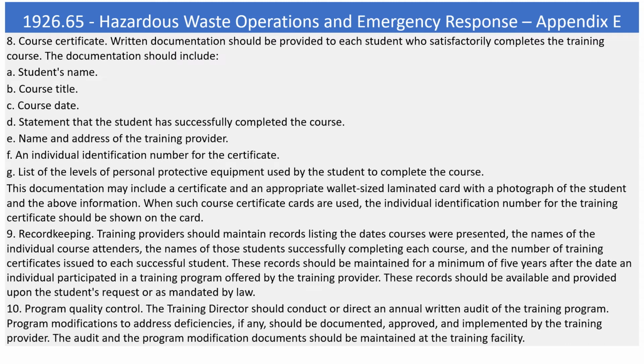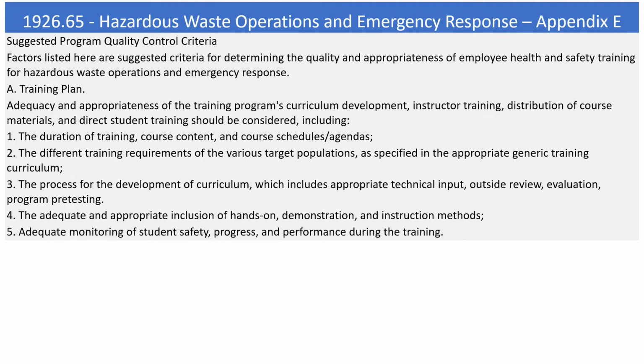10. Program quality control. The training director should conduct or direct an annual written audit of the training program. Program modifications to address deficiencies, if any, should be documented, approved, and implemented by the training provider. The audit and the program modification documents should be maintained at the training facility. Suggested program quality control criteria. Factors listed here are suggested criteria for determining the quality and appropriateness of employee health and safety training for hazardous waste operations and emergency response.